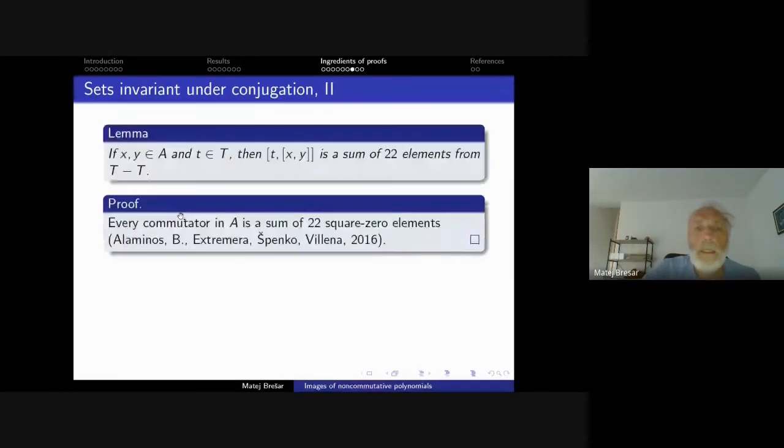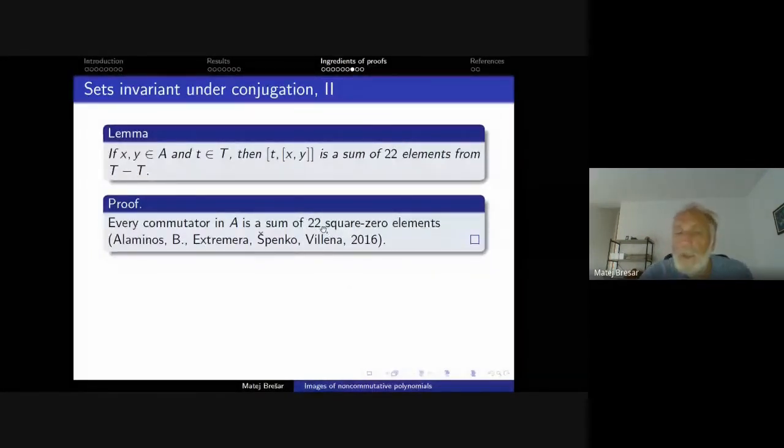Now, the immediate consequence is that T bracket any commutator is a sum of 22 elements from T minus T. Why 22? Because every commutator in A is a sum of 22 square zero elements. We proved this some years ago with my colleagues. You can see their names here, and it has turned out that this result can also be applied in this situation. I think that probably 22 is not the best possible number. At that time, we were just happy to get some number, maybe with some more sophisticated method we could lower it, but still, I don't think that we can lower it so substantially.